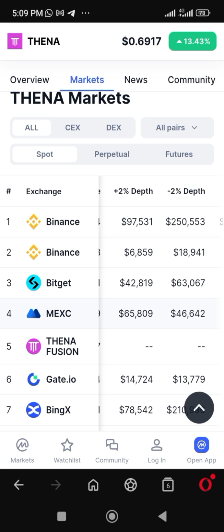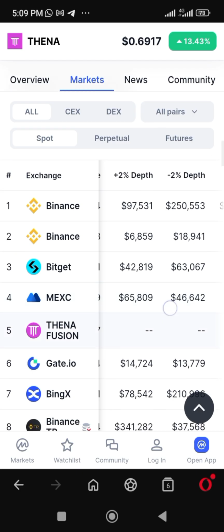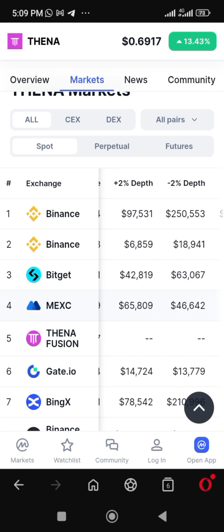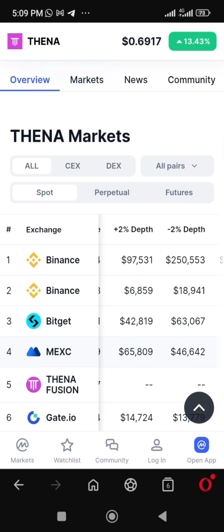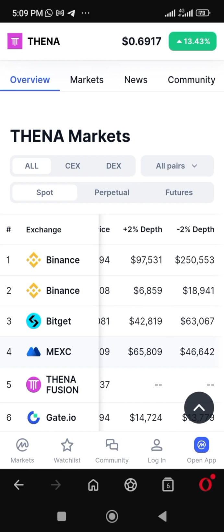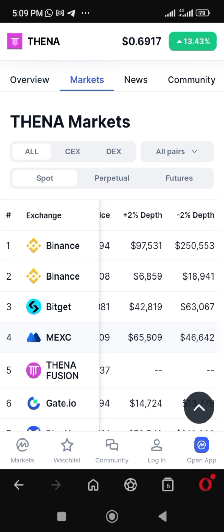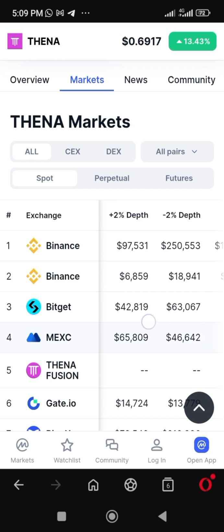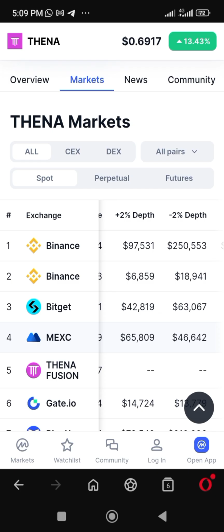So after checking that, another confirmation is to come to CoinMarketCap, point out this +2% depth. Make sure that the -2% depth is greater than the +2% depth. If the -2% depth here is greater than the +2% depth, it simply means that buyers are in control, and the price of this coin is not going to drop easily, not anytime soon. So that's what you need to check out for, and that's what I normally check out for.